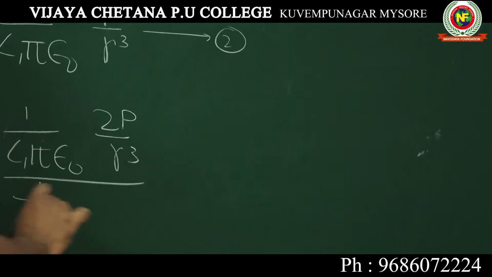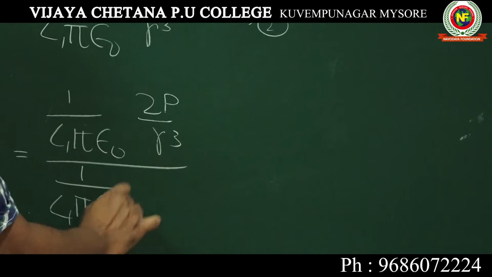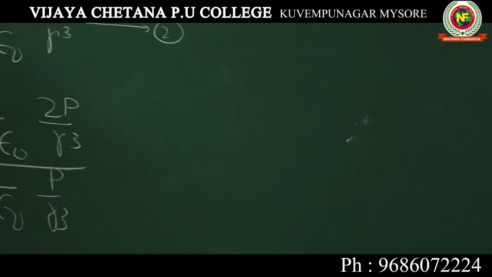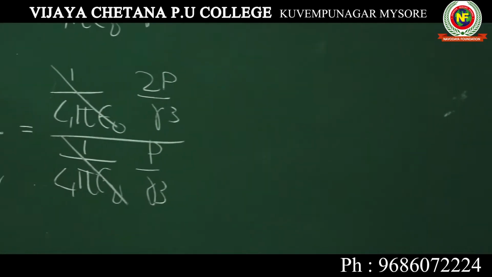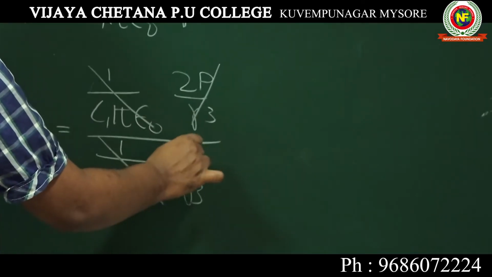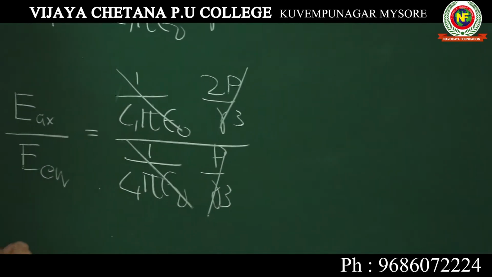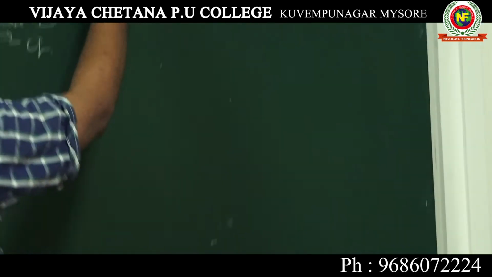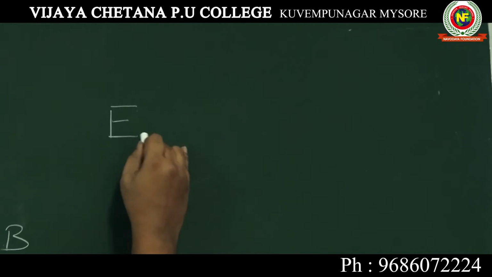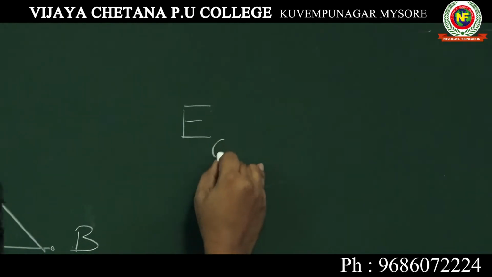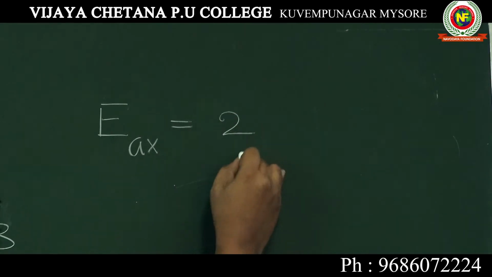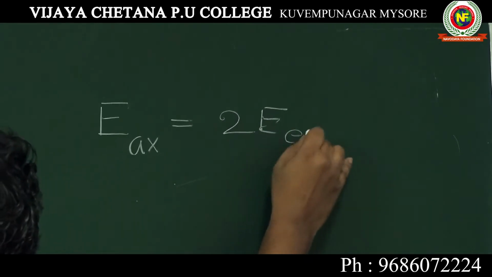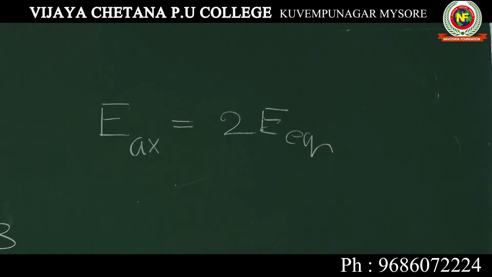What is that? 1 by 4 pi epsilon naught P by R cube. 1 by 4 pi epsilon naught goes with another 1 by 4 pi epsilon naught P by R cube. So finally, the result that can be concluded is, for points at the same distance, intensity on the axial line is equal to 2 times the intensity on the equatorial line.